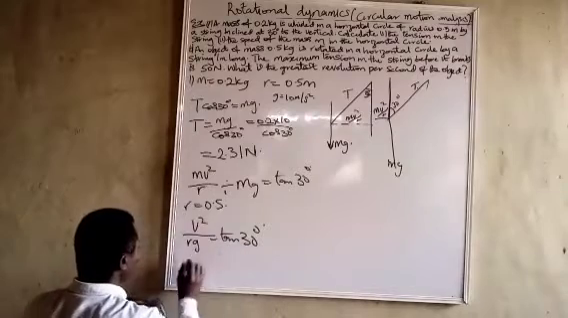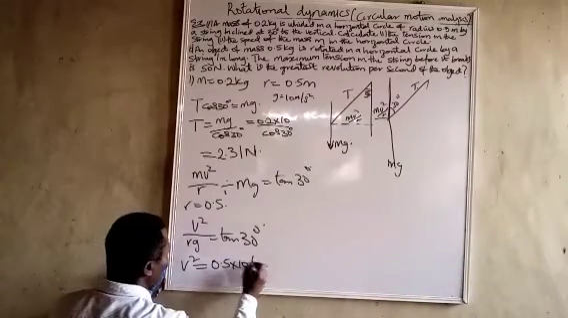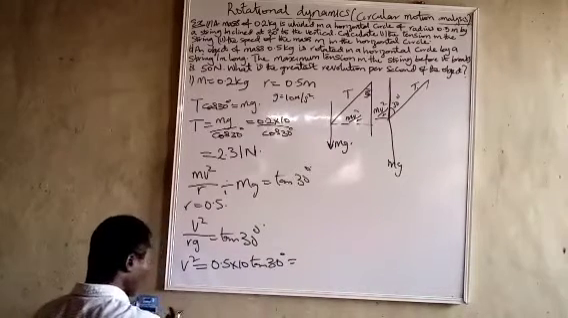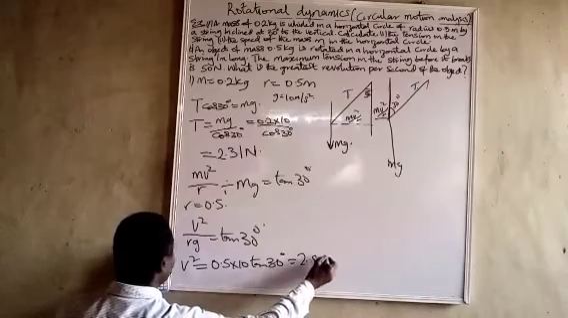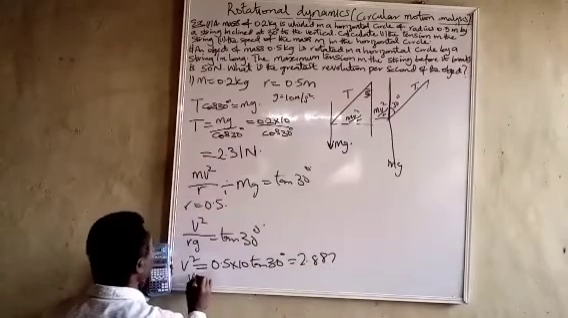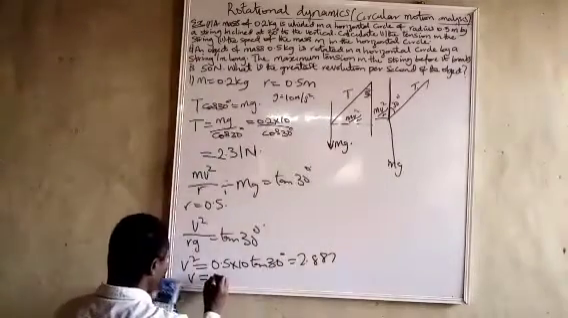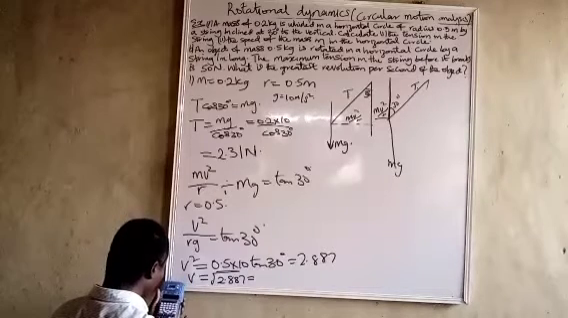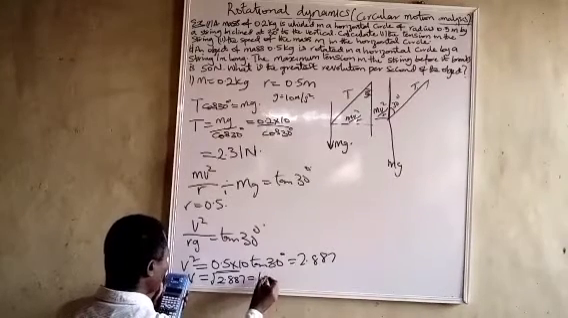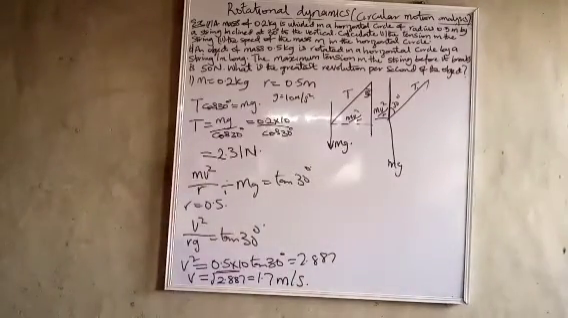So we are looking for v squared. v squared will be equal to 0.5 times 10 times tan 30 degrees, and that gives us 2.887. So v, the velocity that you are asked to find, is the root of 2.887, and that is 1.7 meters per second. So the velocity by which it rotates is 1.7 meters per second.